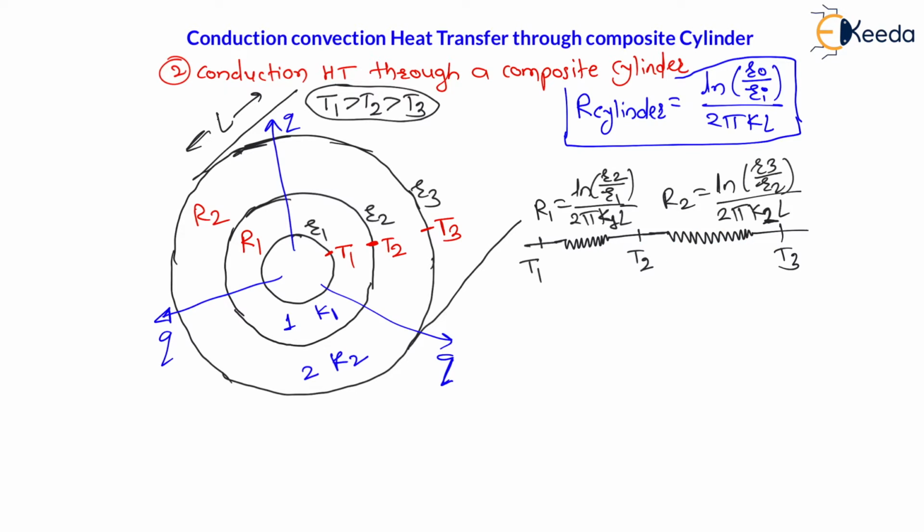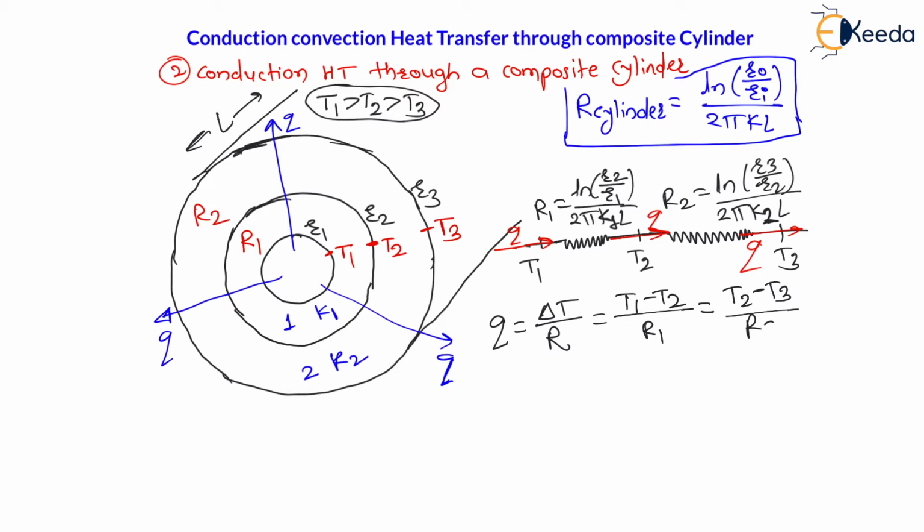And my dear students, there is a heat transfer through this circuit, and the heat transfer at each and every location is the same, that is Q. Therefore, this heat transfer can be written as temperature change delta T divided by resistance, right? Therefore, the temperature change between 1 and 2 is T1 minus T2, and the resistance between 1 and 2 is R1. The temperature change T2 minus T3 has resistance between 2 and 3 equal to R2, right?